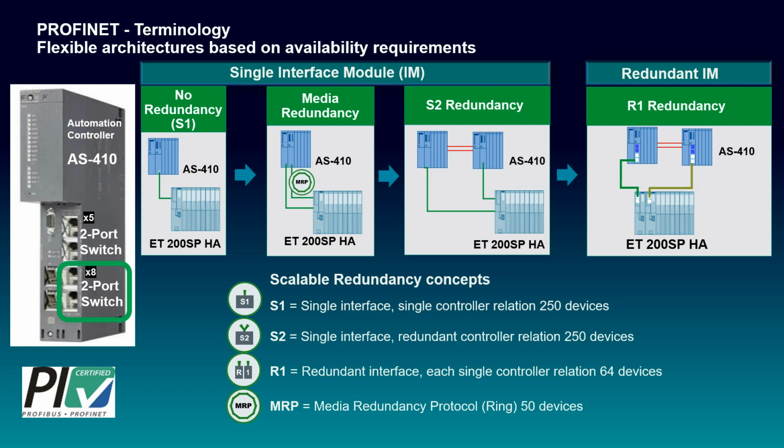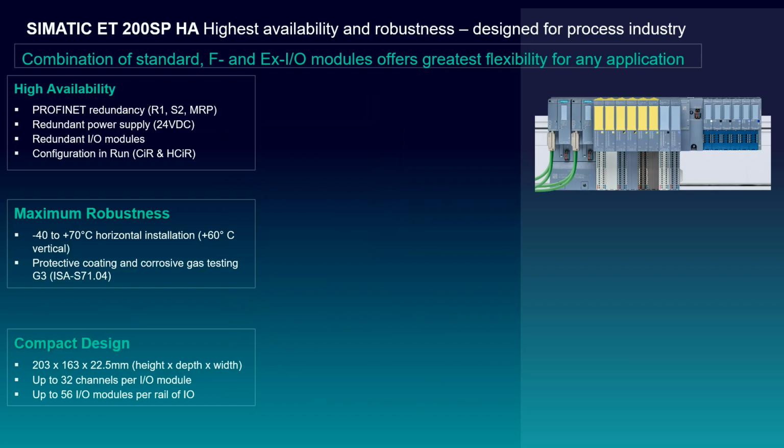Fully redundant PROFINET connection. Now when I look at ET200 SPHA itself, a lot of times we talk about availability, we talk about robustness. So if we talk about availability first, and I've already talked a little bit about PROFINET, from a redundancy perspective, we support the fully redundant R1, the S2, as well as an MRP ring for an S1 connection. But ET200 SPHA also supports fully redundant power supply connections, redundant I/O, and configuration and run.